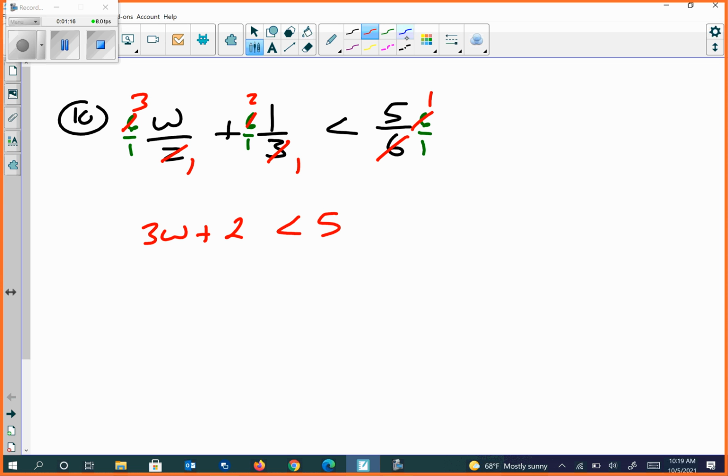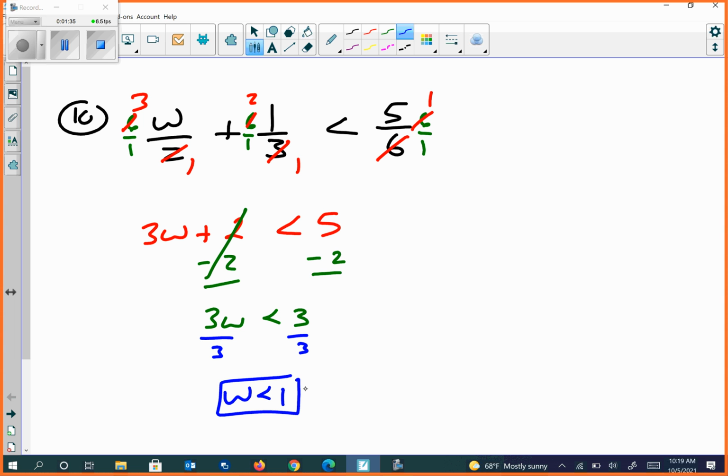All right. So it's just a single inequality. We don't have to split it into anything. So I'm going to subtract 2 from both sides. Those cancel. And then what's the last step? Divide both sides by 3. Yeah, good. Divide both sides by 3. So w is less than 1. So that's our inequality.